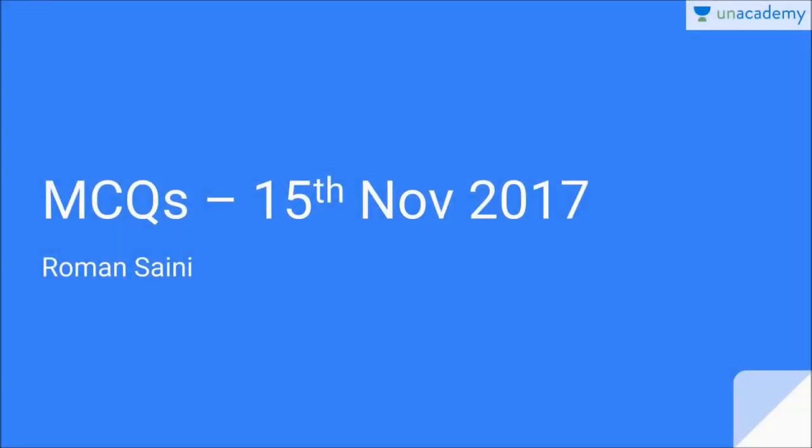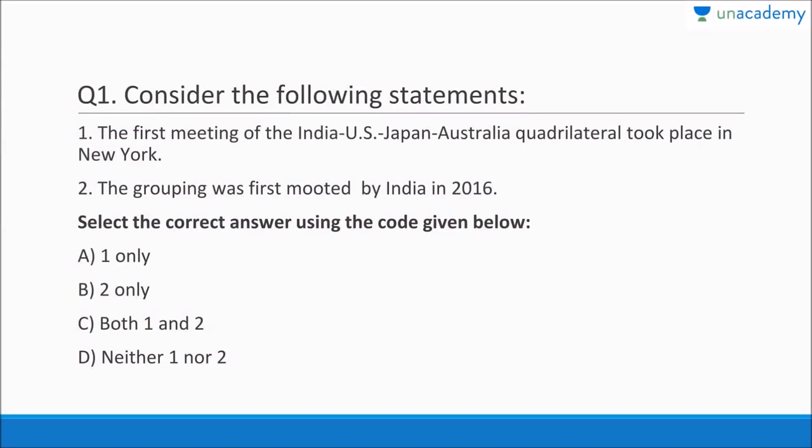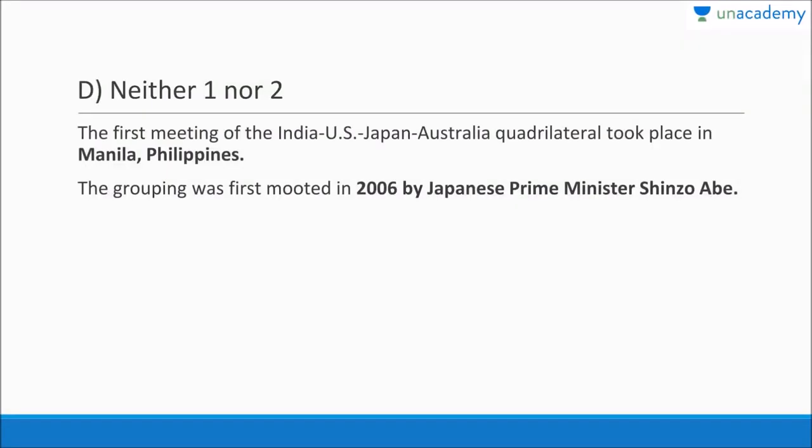What's up? So today is 15 November 2017. Let's get started with our MCQs. Question number one. Consider the following statements. The first meeting of the Indo-US-Japan-Australia quadrilateral took place in New York. The grouping was first mooted by India in 2016. So answer here is D, neither 1 nor 2.